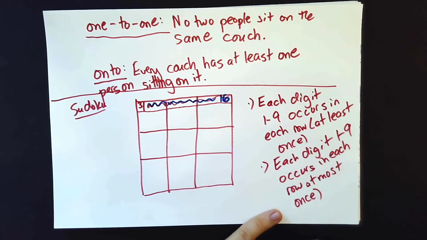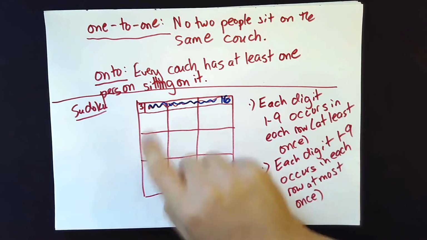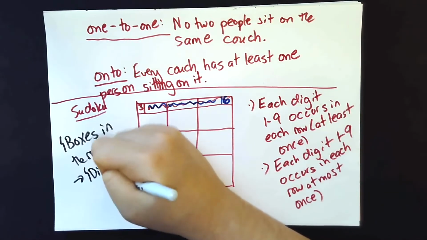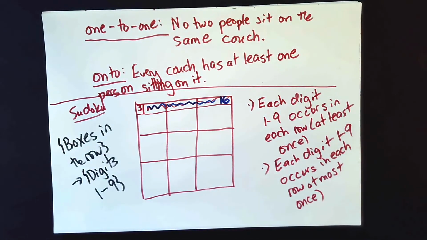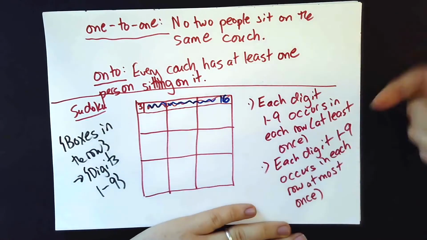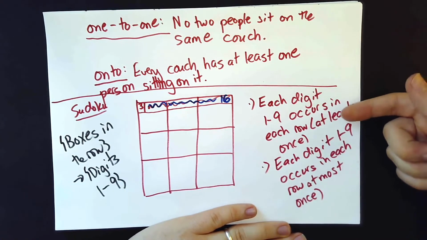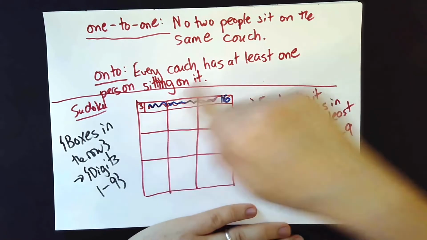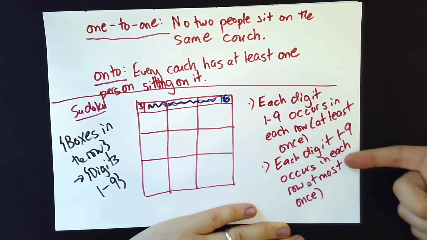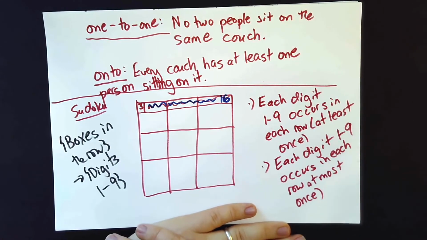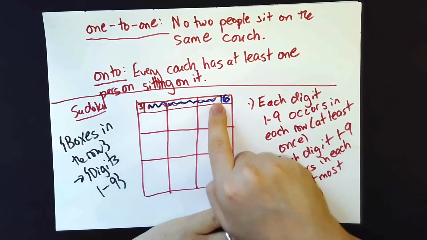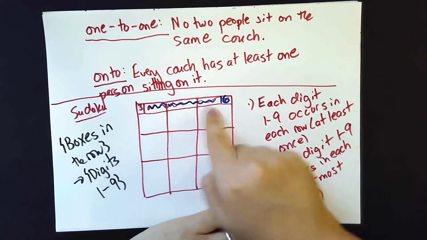But the key thing is that what's really going on is we have a function from the 9 boxes in the row to the digit each of those boxes contains. Both of these Sudoku requirements are statements about this function. Namely, the first requirement, that each digit occurs in each row at least once, is a statement that for each row, this associated function is onto. The second statement, that each digit occurs in each row at most once, is the statement that this function is one-to-one. That is, I don't send this box and this box to the same number, because that would be putting two 2s in a row, for example.